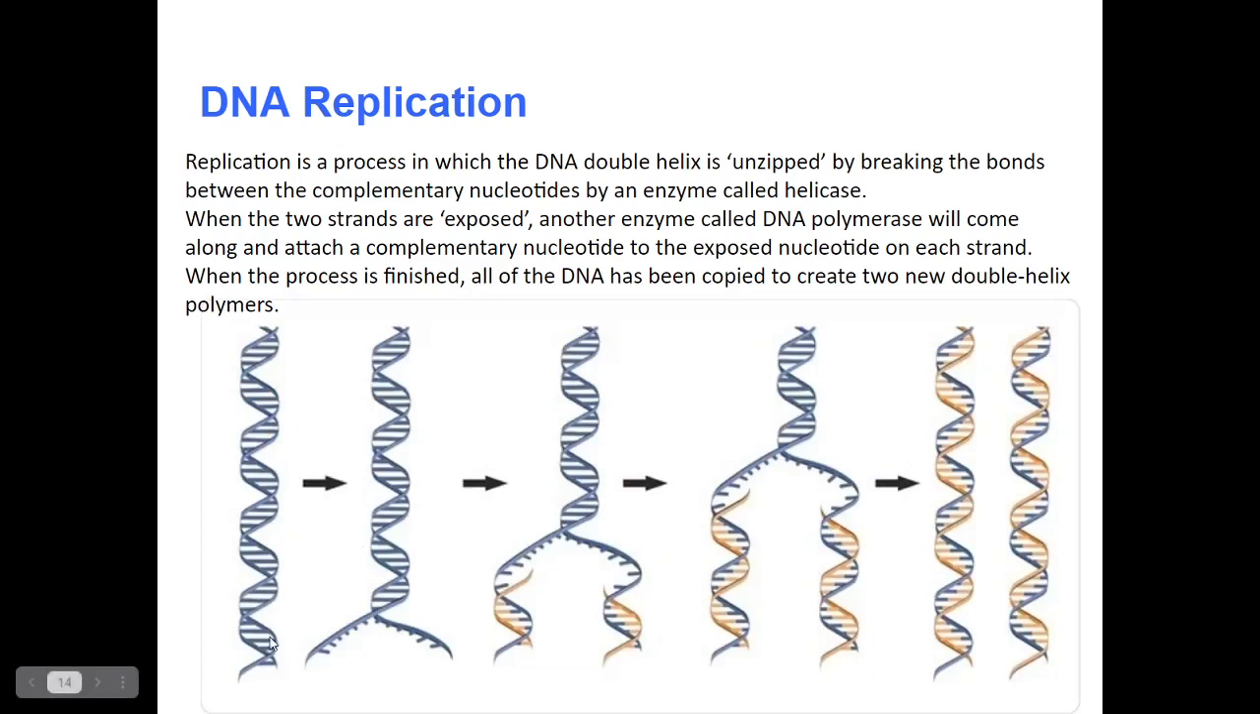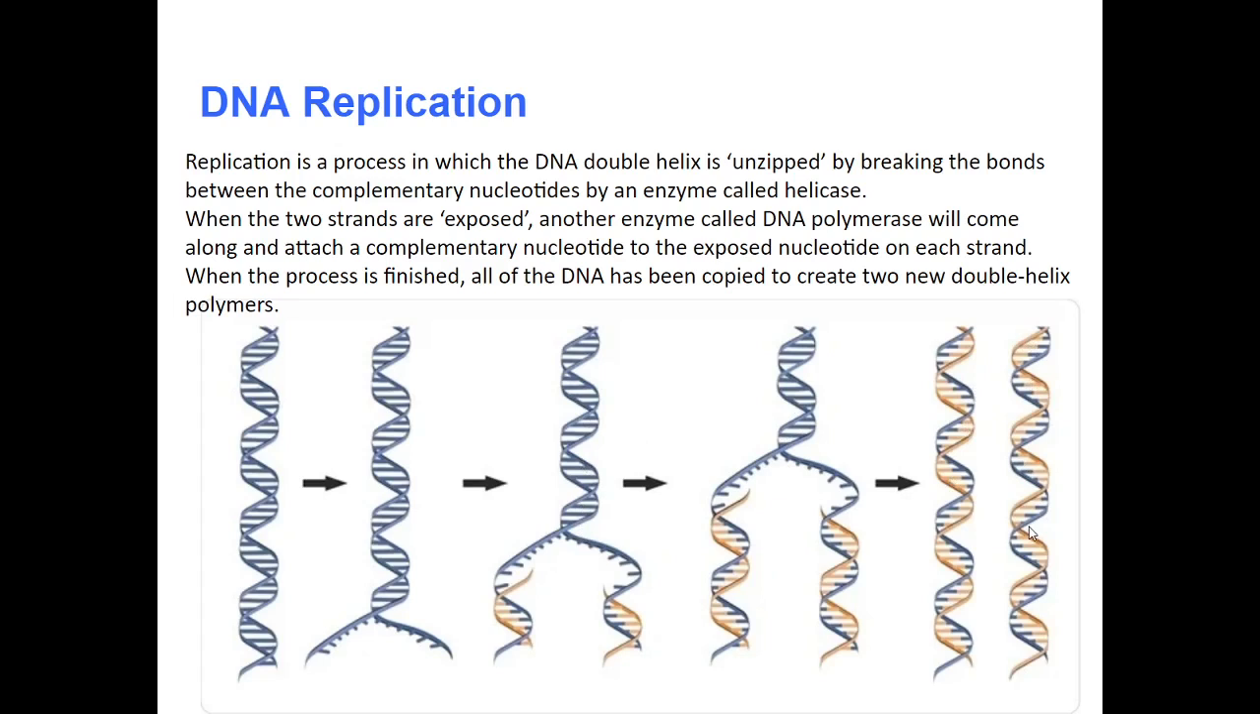So here's what it looks like. It starts to unzip. You can imagine there is a DNA helicase enzyme unzipping it, and then along comes polymerase and adds the 2 new sides, and as it keeps going up this way, essentially we're going to end up with two new DNA molecules.